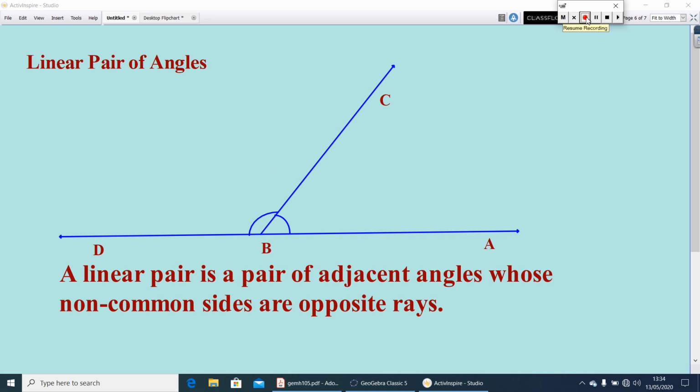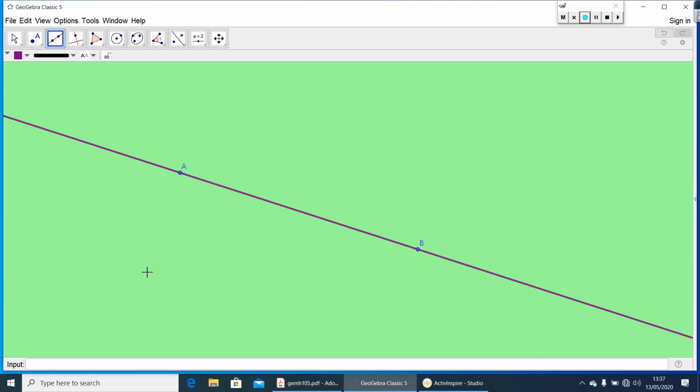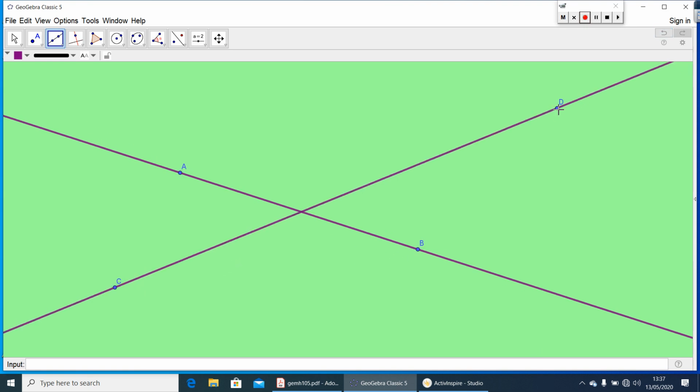Now let us find one more pair of angles. Now let me draw two lines. Here AB and CD are two lines. Both the lines are intersecting. Now let them intersect at T. Now you will get four angles. When two lines intersect, these two angles are adjacent angles.